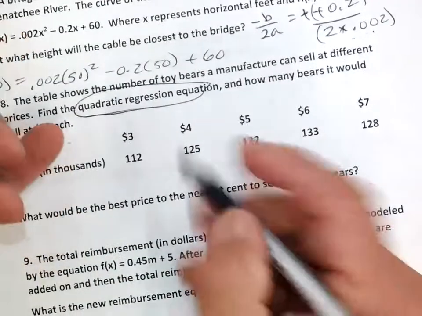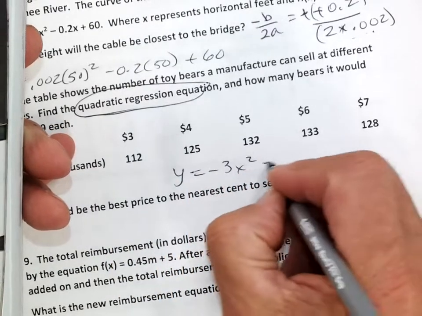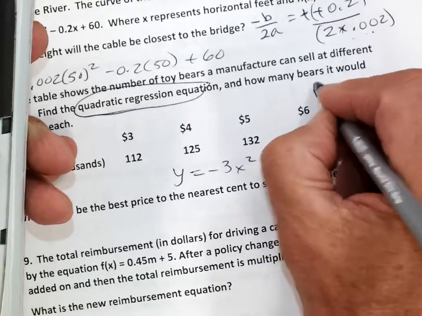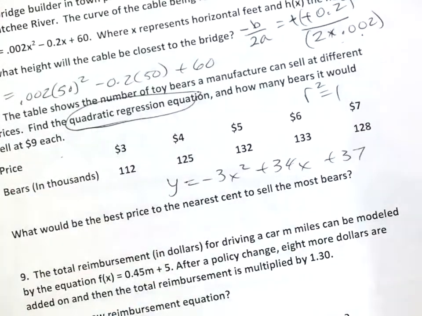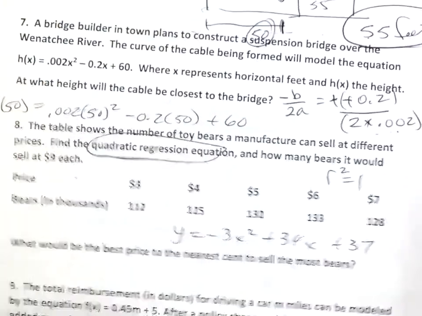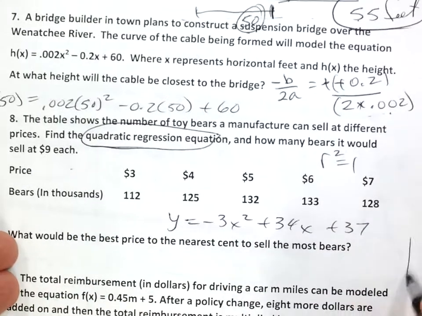So we have y equals negative 3x squared plus 34x plus 37. R squared equals 1. That's a good fit, okay? What would be the best price to the nearest cent to sell the most bears? Well, that would have to be the vertex, right? Because the graph looks something like this. Best price is up here, which would be the vertex.